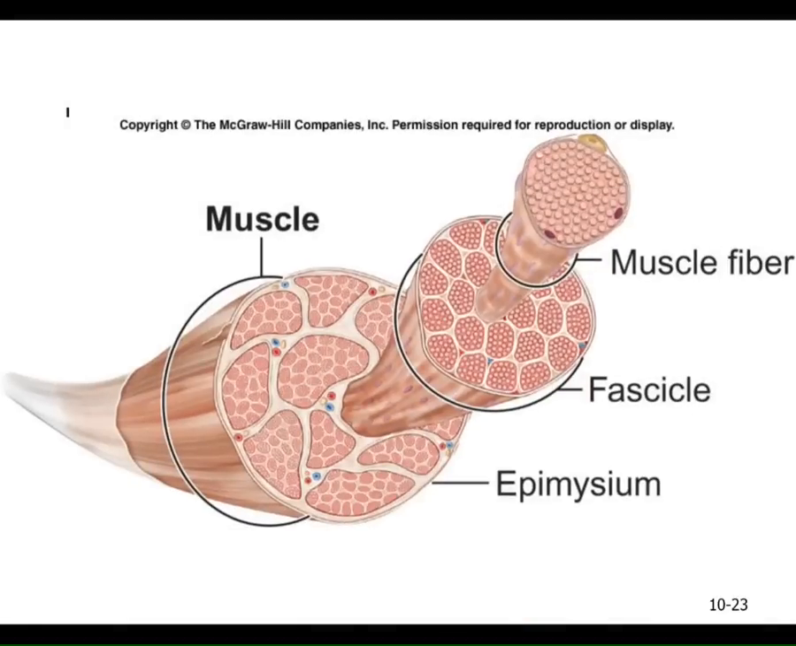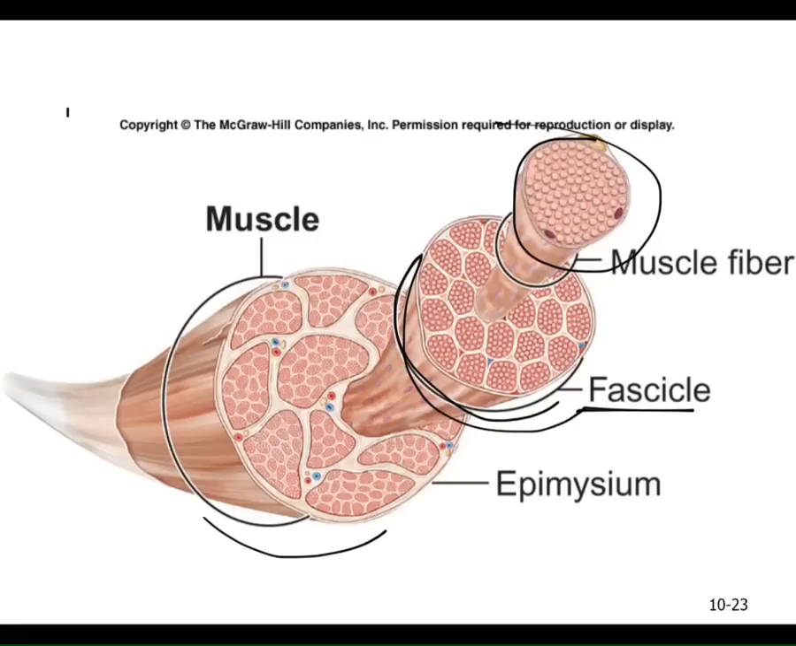Let's zoom out 1 layer further. So again, it tells me that this is the muscle fiber. So we've got the muscle fiber. That's what's sticking out. And many muscle fibers make up a fascicle. And all the fascicles together make up the entire muscle. And that muscle would have on its outside the epimysium.